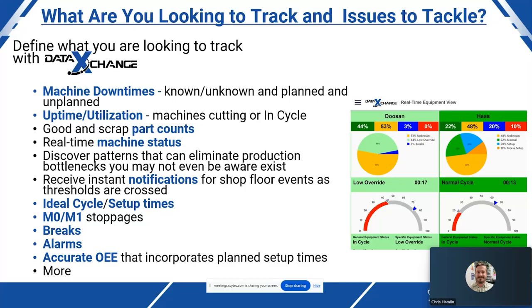You can also discover patterns that can eliminate production bottlenecks that you may not even be aware exist. You can receive instant notification for shop floor events as thresholds are crossed. You can also upload ideal cycle and setup times, track M0 and M1 stoppages, track breaks, alarms, and also receive accurate OEE that includes planned setup times and a whole lot more.